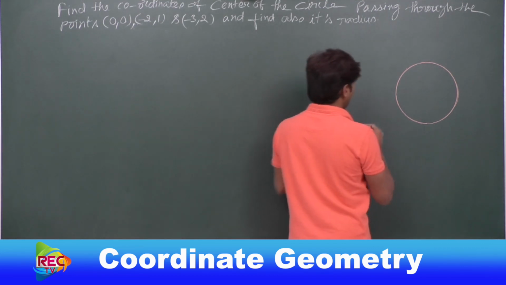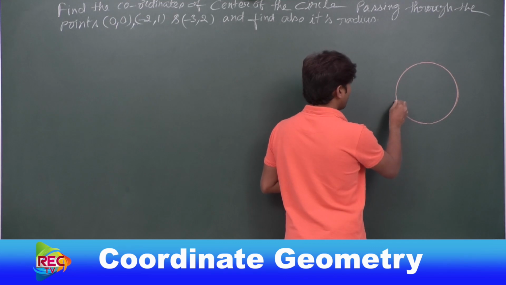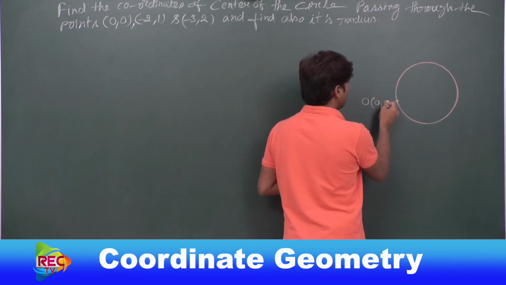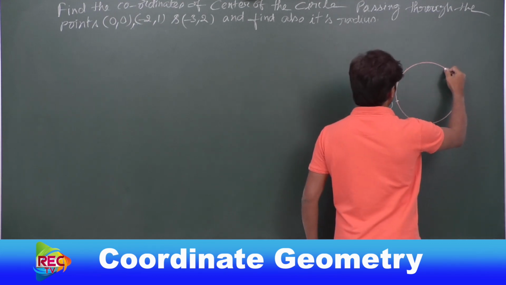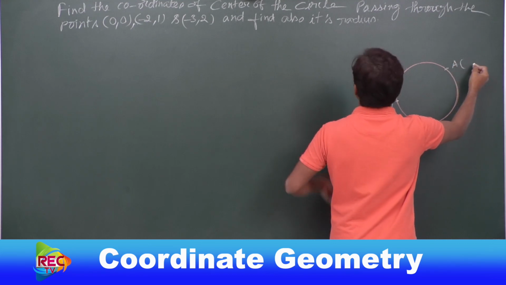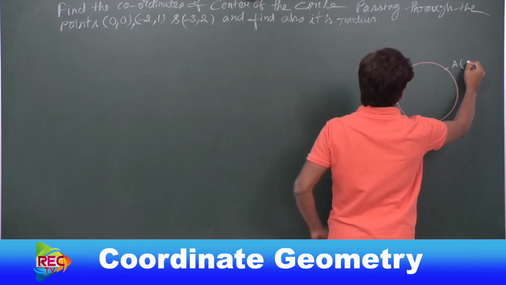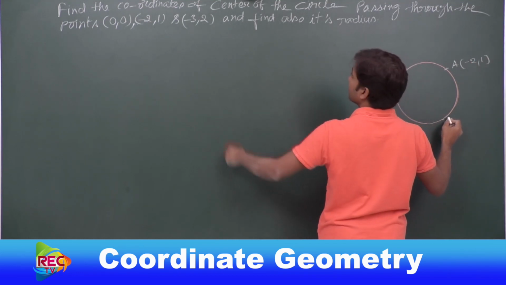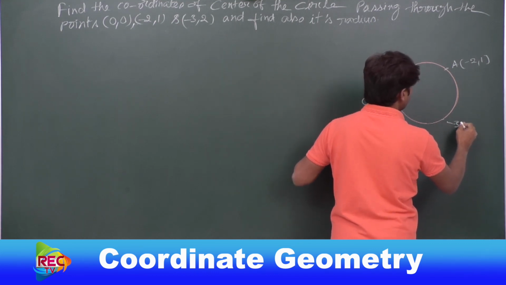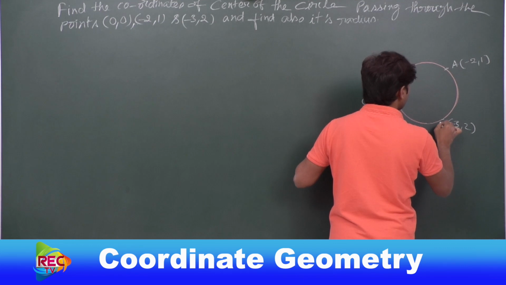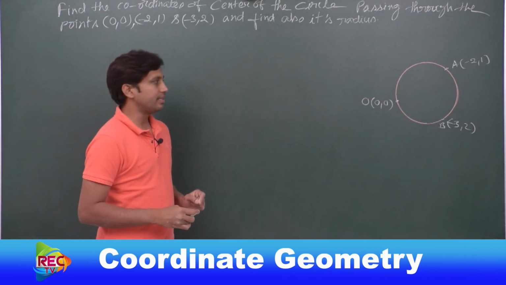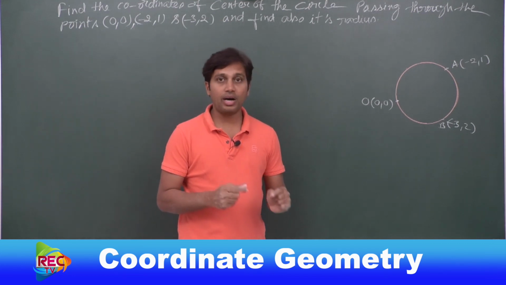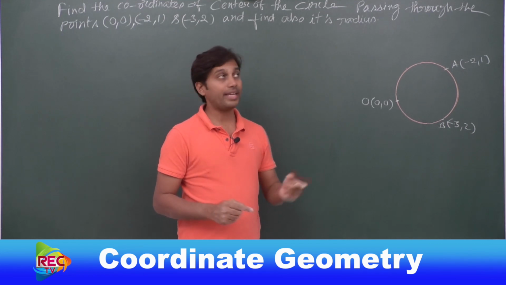Somewhere here we will look at (0, 0). So this is the origin, let us represent it with O, which is (0, 0). Now this might be some A, which is the point (-2, 1). This is the point on the circle which is (-3, 2), some point B. Understood? We considered O (0, 0), A (-2, 1) and B (-3, 2) as the points on the circle, as they have given.